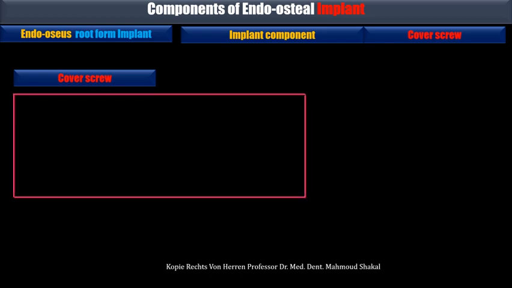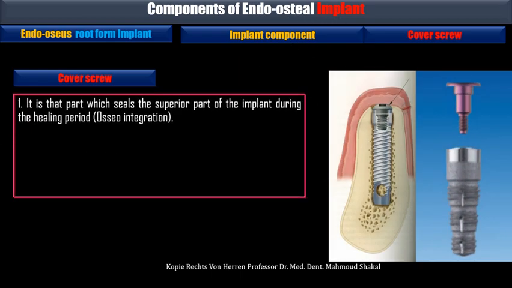The cover screw. It is that part which seals the superior surface, as you see here, the superior part of the implant during the healing period. Try to visualize, after you do surgery and place your fixture inside the bone, you would need to seal that part of the implant.